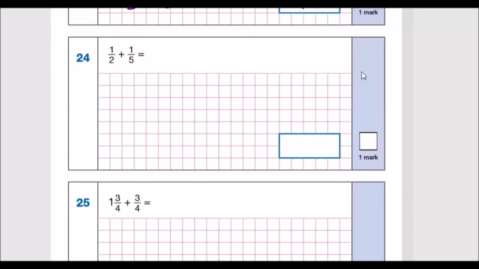Now finally, guys, for the last 2 problems, we've got half plus a fifth. Well, not last 2, you still got many left. So we've got half plus a fifth.